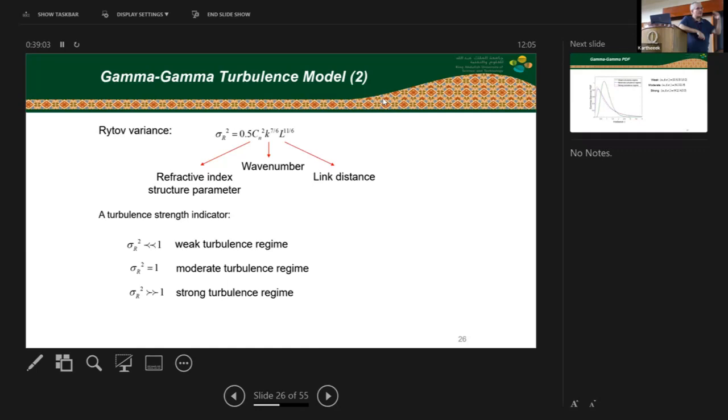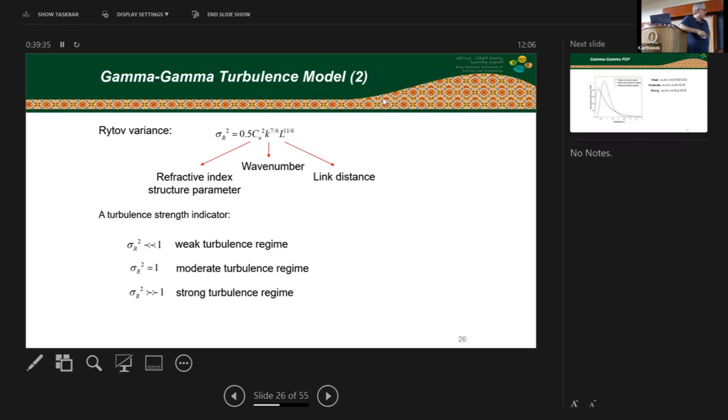Okay, so that's a very important aspect that hopefully will help you understand some of the key results that I'm going to show later on. So you want to minimize the distance over which your signal goes in order to avoid having turbulence. That's one thing I want you to remember, and there are some other aspects that will be important. But bottom line, these are typically the turbulence regimes you operate over. A Rytov variance smaller than one is called a weak turbulence regime. If it's roughly one, you have moderate. If it's bigger than one, it's strong.